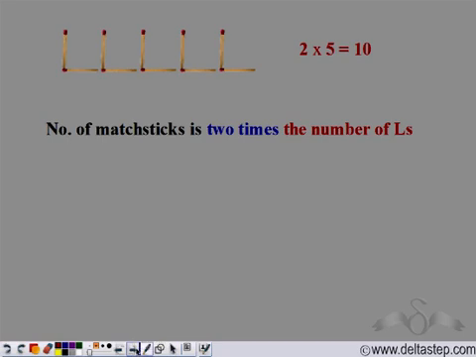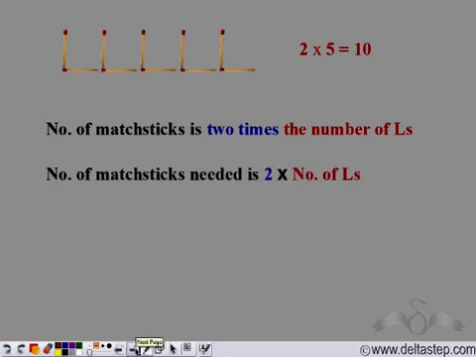That is, the number of matchsticks required is 2 into the number of L's. Now, 2 is a constant here and the number of L's is a variable because it keeps on changing. So we can represent the number of L's by a symbol. We can represent it by any symbol. Let's say we represent it by n. So the number of matchsticks needed is 2 into n.